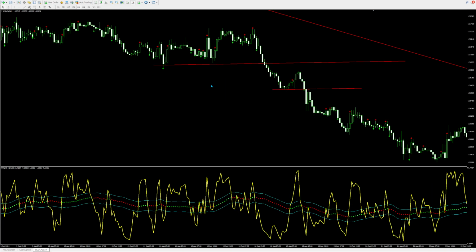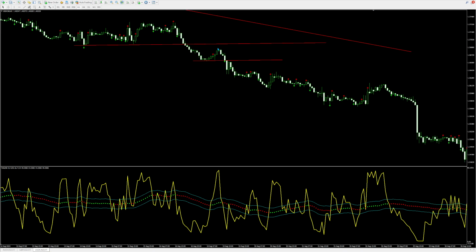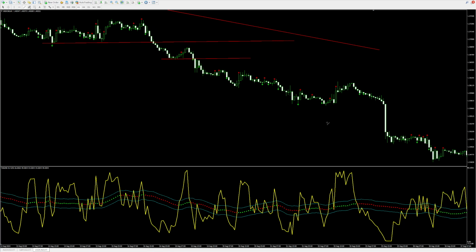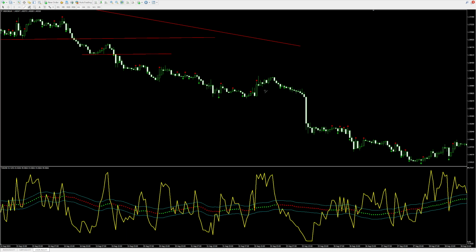You've got your bearish signals. You've got your spinning top there, followed by a bearish engulfing bar, three black crows, lots of bearish signals there. And you just wait for your pullbacks.